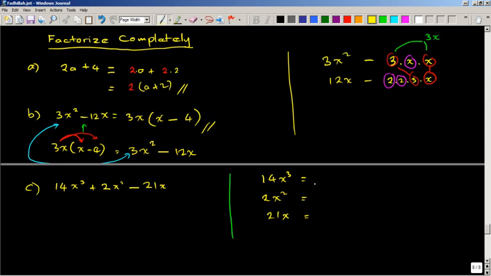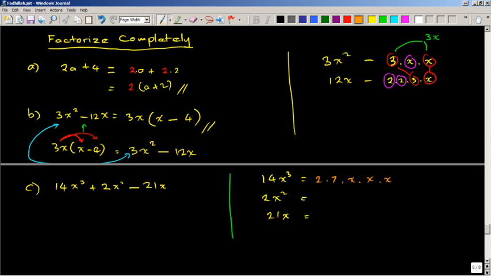Um, 14 first. What are the prime factors of 14? 14 is what? 7 and 2. Yeah, 7 and 2, correct. Do not hesitate, just say it loud. So 7 and 2. So put 2, 7. Okay, what about x cubed? Simple. Just put x three times. X times x times x is x cubed.